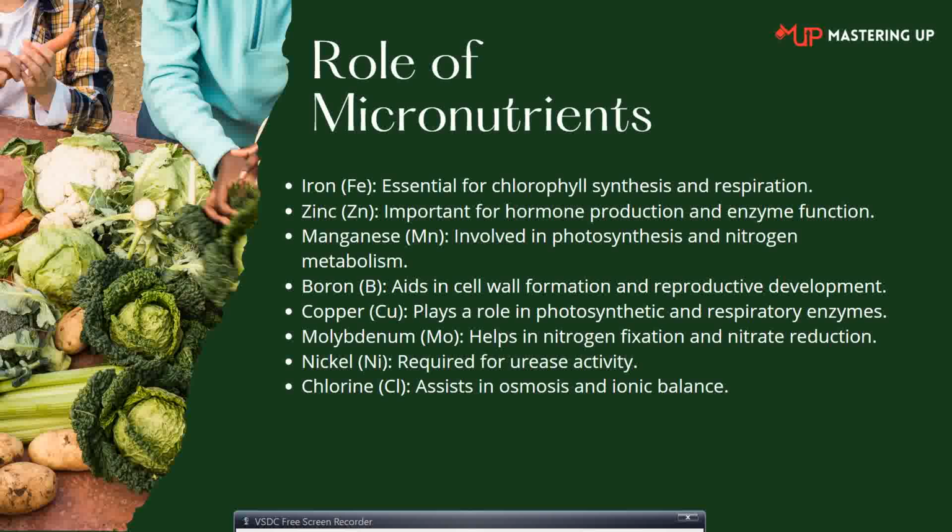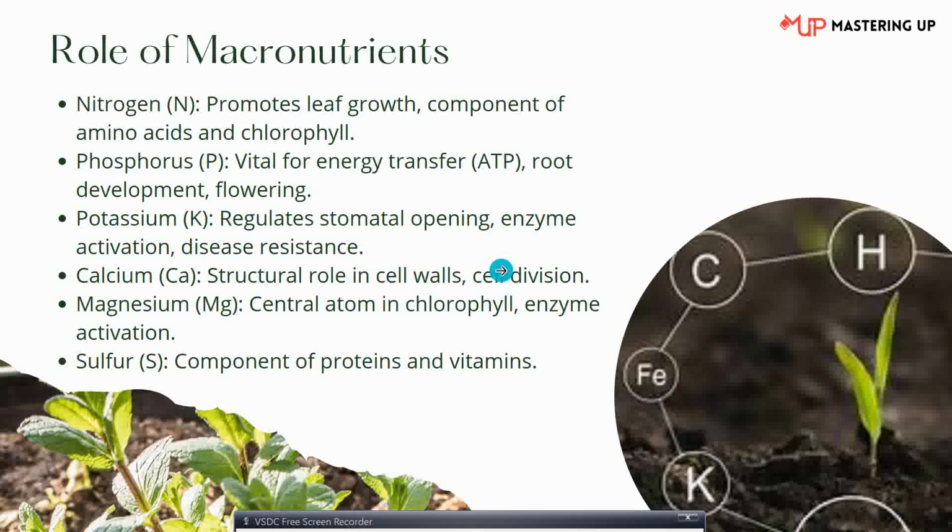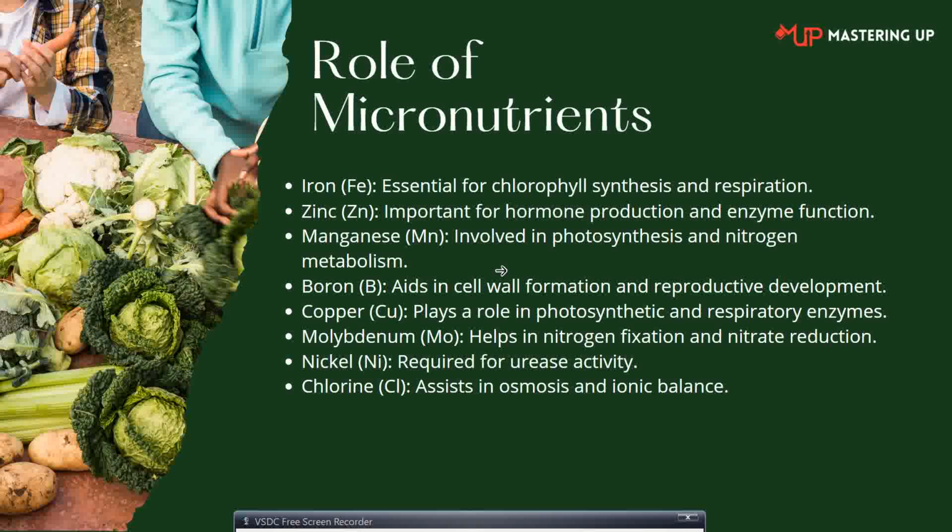Copper plays a role in photosynthetic enzymes. Boron aids in cell wall formation and reproductive development. Also, in the case of macronutrients, one for cell wall composition is calcium. You can see calcium has a structural role in the cell wall and cell division. Here boron aids in cell wall formation and reproductive development.